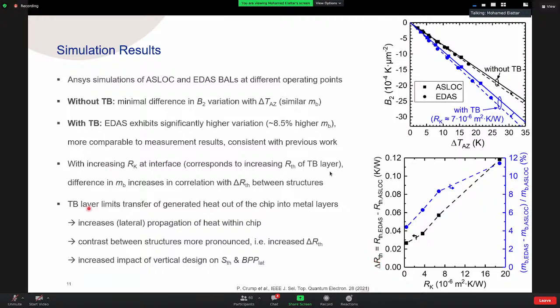We interpret this that when we include the thermal barrier layer, this limits the transfer of generated heat out of the chip into the metal layers. So it increases the propagation of heat inside the chip, for example, laterally within the layers, within semiconductor layers. So any contrast between the structures becomes more pronounced, which corresponds to this increased thermal resistance difference. And this increases the impact of the vertical design on the thermal slope and beam quality.